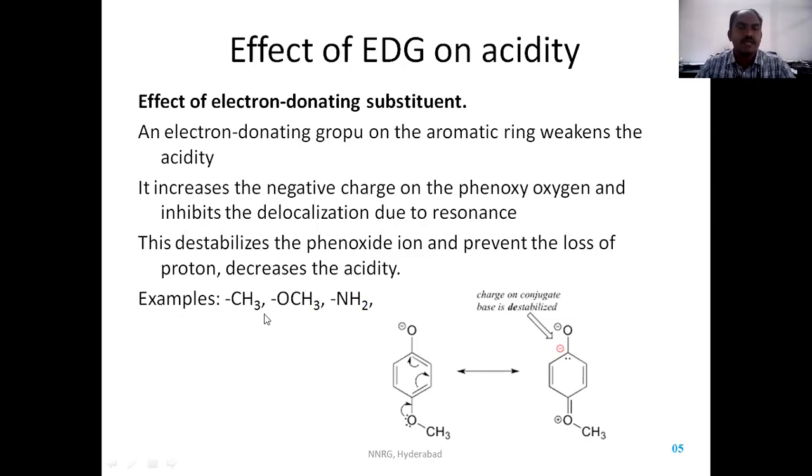So examples for electron donating groups are any alkyl group, methyl, ethyl, propyl group, or methoxy group, propoxy group, aniline, amine group, NH2, or substituted amine groups. They are all electron donating groups which decrease the acidity of phenol. If you take orthomethyl phenol or paramethyl phenol, the acidity decreases. So with an electron withdrawing group, the acidity increases. With an electron donating group, the acidity decreases.